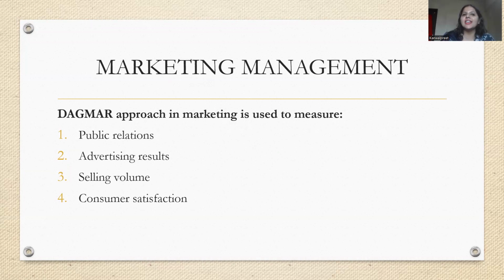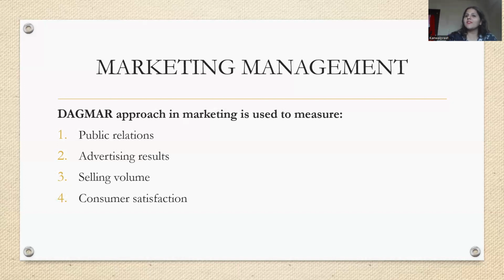Okay, so now let's start. From marketing management we have this question. DAGMAR approach in marketing is used to measure. Okay, now this is a very basic and direct question. This you have studied in the topic of advertising, marketing, as well as in marketing management. So they are asking about this DAGMAR approach. It is a model. The 4 options given to us are public relations, advertising results, selling volume, and consumer satisfaction.